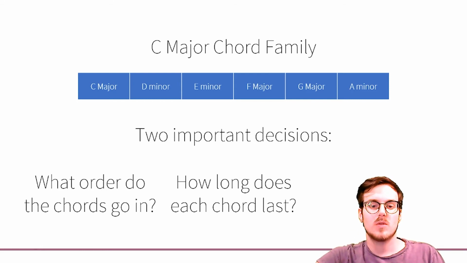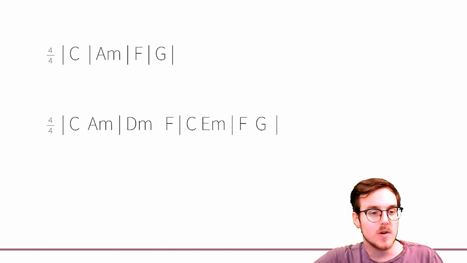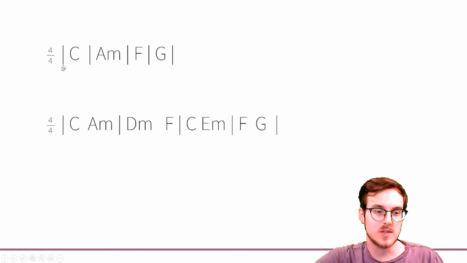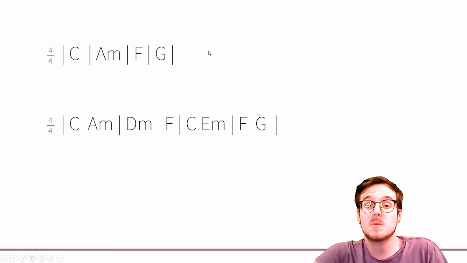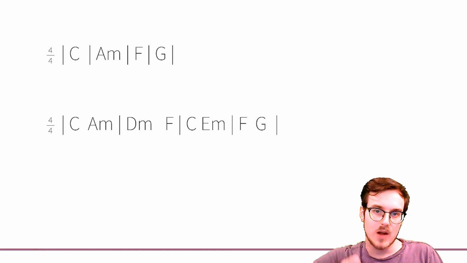Right? So here are 2 chord progressions I've written. And it's important to note this little 4/4 signal here. And what that means is that in each of these bars, we're going to be counting to 4. Now, what speed we count to 4 is up to us. We can choose. But the 4 count is important.